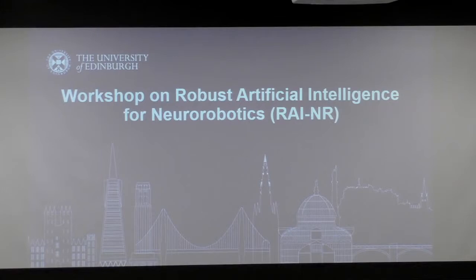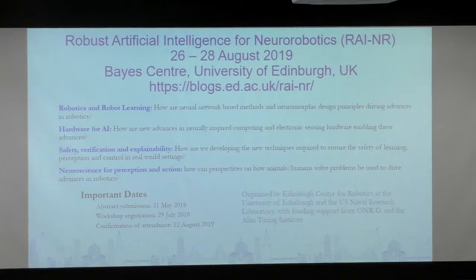Okay, so I know you're waiting for lunch, but I wanted to give a plug for an event that we're holding this summer in August. It's the Robust Artificial Intelligence for Neurorobotics workshop that we're hosting. This is being hosted by the University of Edinburgh in Scotland on August 26th through the 28th. This, I'm hoping, is of interest to a large percentage of this community. We're focusing on the intersection of the work that we're doing here with neuromorphic computing and robotics, specifically neurorobotics.